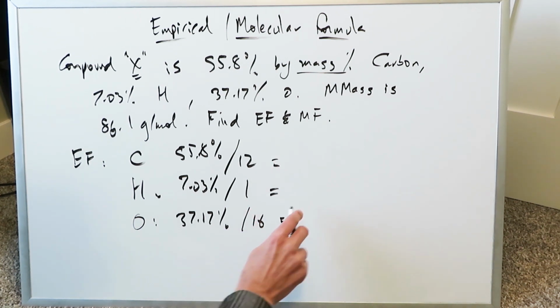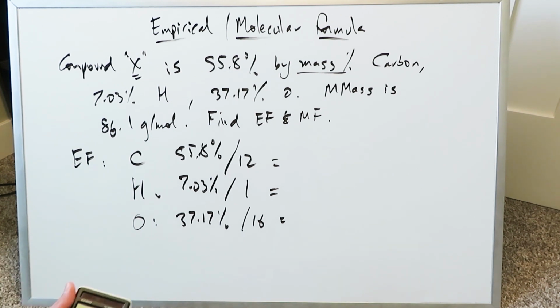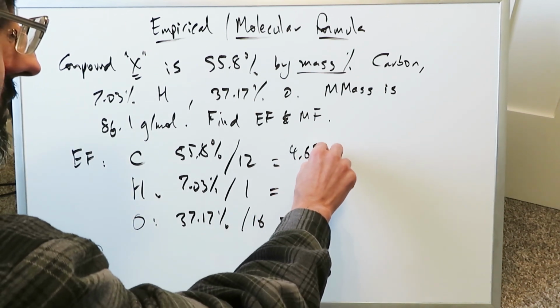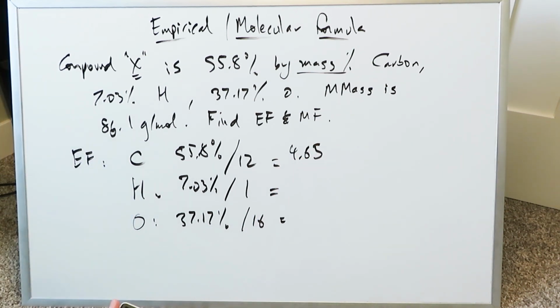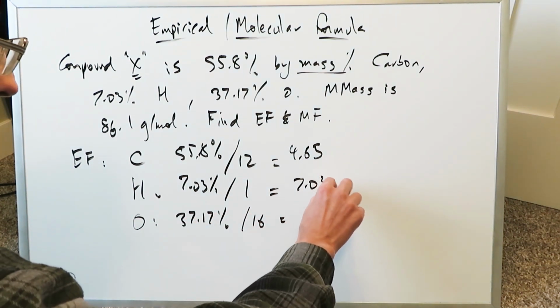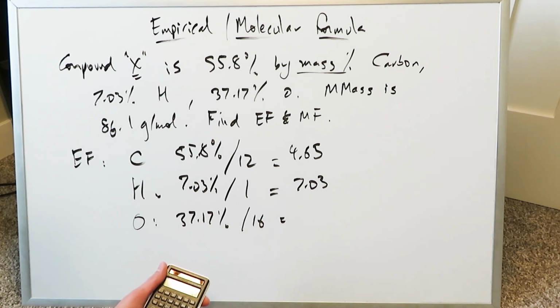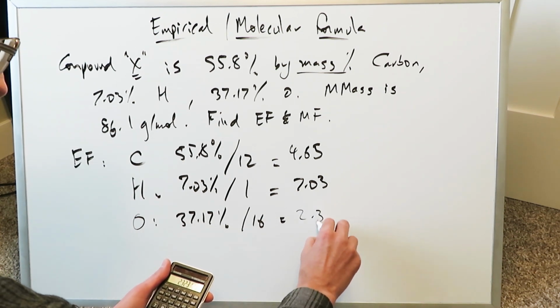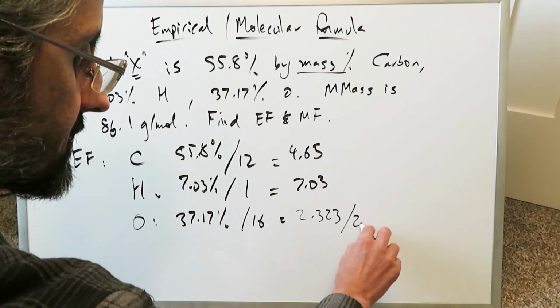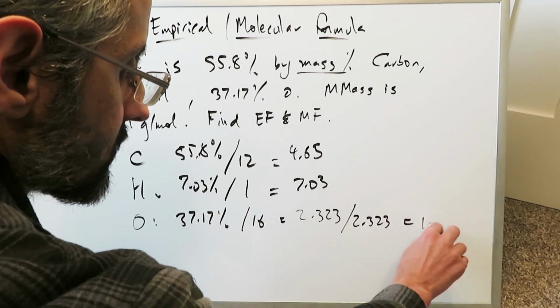When you do this, you get a bunch of numbers, and we have to determine what those numbers are. For carbon, you do 55.8 divided by 12, you get 4.65. So you're determining here a ratio in terms of carbon for this compound X is 4.65. Here you'll have 7.03. Here you'll do 37.17 divided by 16 for oxygen. You have 2.323. Now you find the smallest one of these, which is oxygen. You divide it by exactly what it is, and you'll get 1.